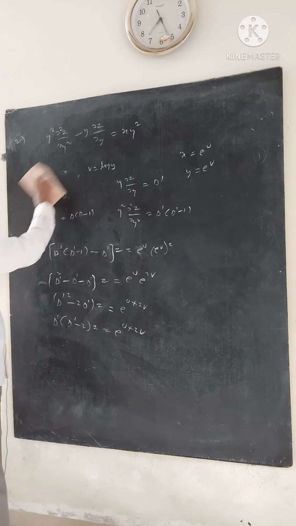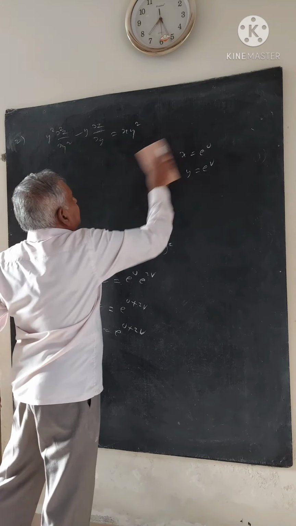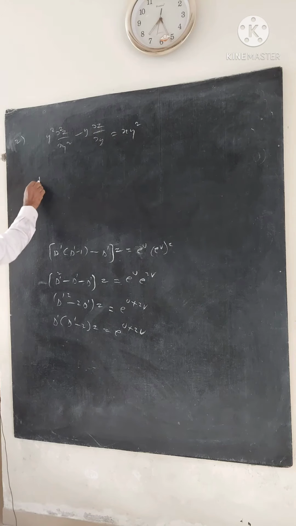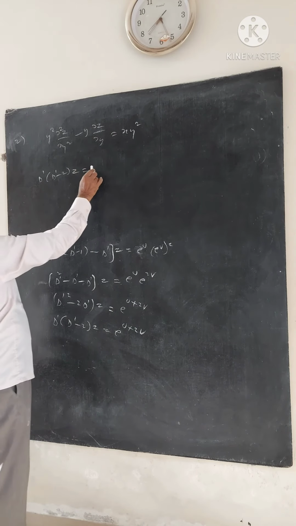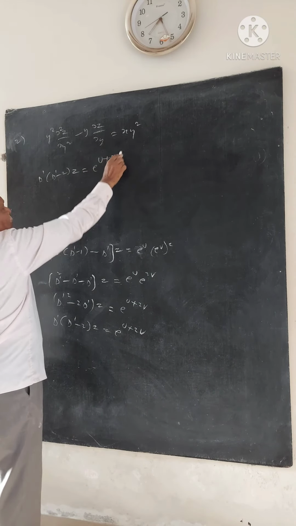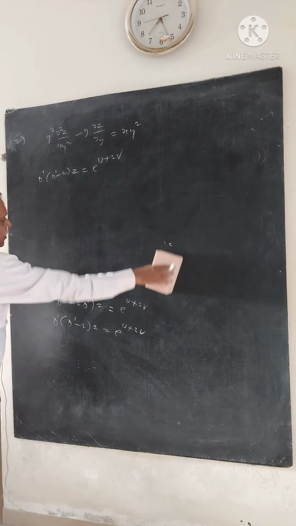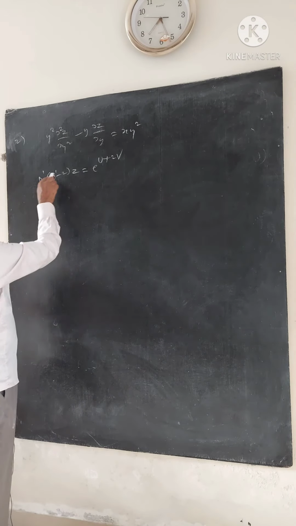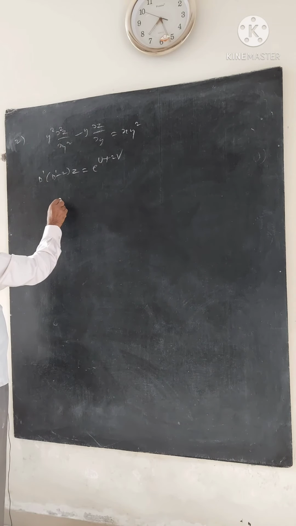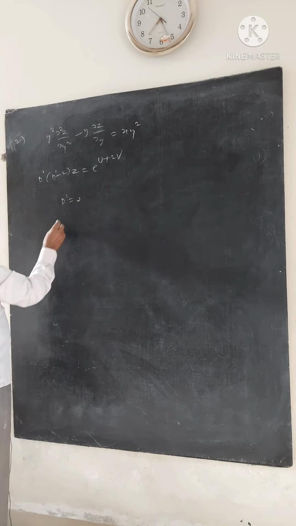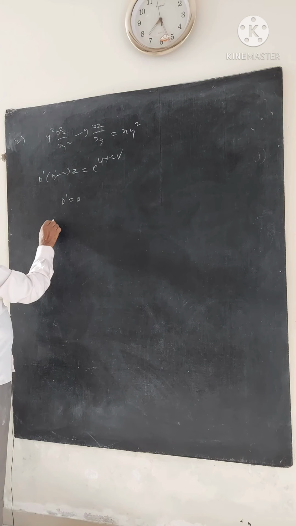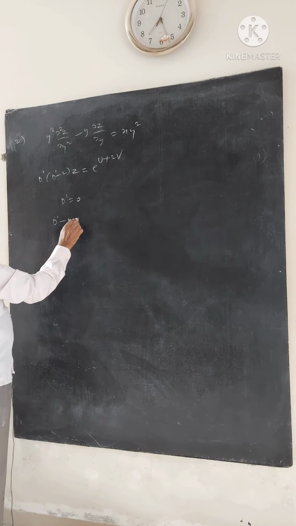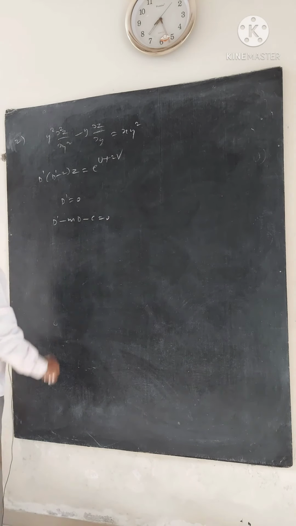I am writing again: d dash into d dash minus 2 of z equal to e power u plus 2v. There are two factors here, d dash equal to 0 and d dash minus 2 equal to 0. We know already d dash minus md minus c equal to 0.